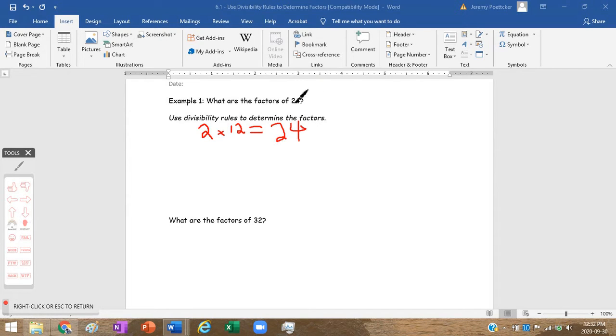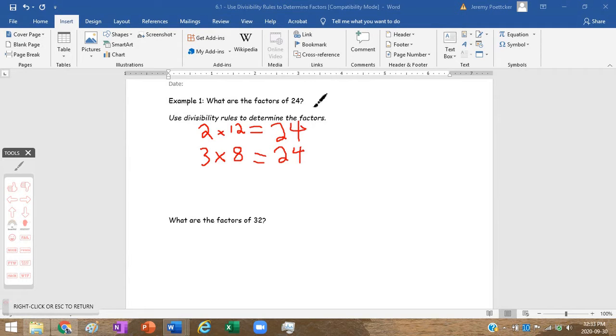All right, next one we can look for is 3, so we add up the digits, 2 plus 4, that's 6. 6 is divisible by 3, which means 3 times something is 24. And if we look at this, it's 3 times 8. This is one of our basic math facts, but if it was a really big number, we could always divide the big number by 3 to determine the factor. Good, 3 times 8 is 24.